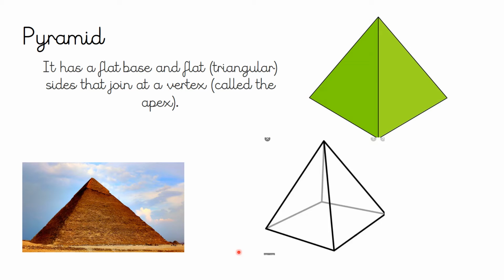When people think about pyramids, they often think about the pyramids from Egypt, and this is a certain type of pyramid. Do you know what it is called? It is a square-based pyramid because the base of the pyramid, the bottom of the pyramid, is in the shape of a square. But there are lots of other types of pyramids.